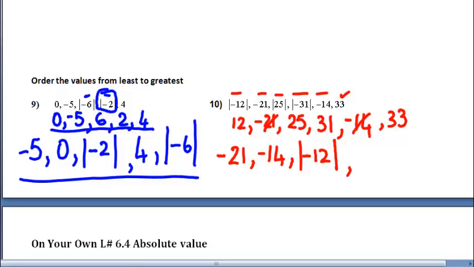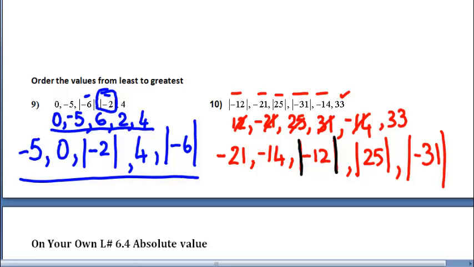Write it. Again, notice that when I write the symbol, I make sure that the line is bigger than the actual number inside. Be very careful with that. And then after 12, the next number is 25. In this case, they've said the absolute value of 25, and then the absolute value of a negative 31, and the last number is 33. Again, this crossing out is just to make sure that I have all the numbers in. That's the only reason. Okay, go ahead and finish up the rest on your own, and I'll see you next class.